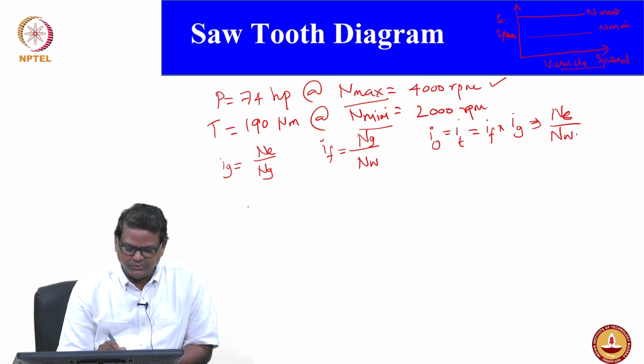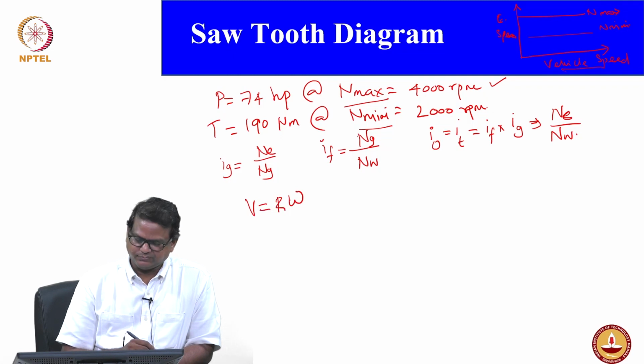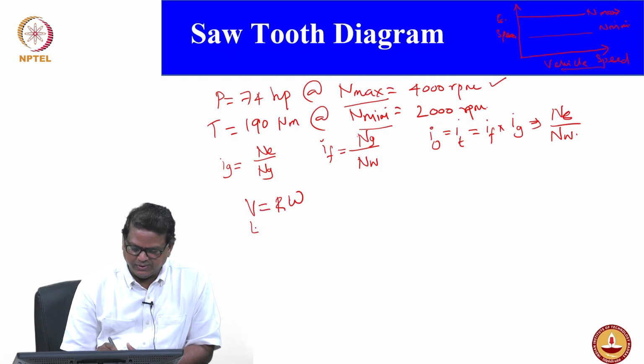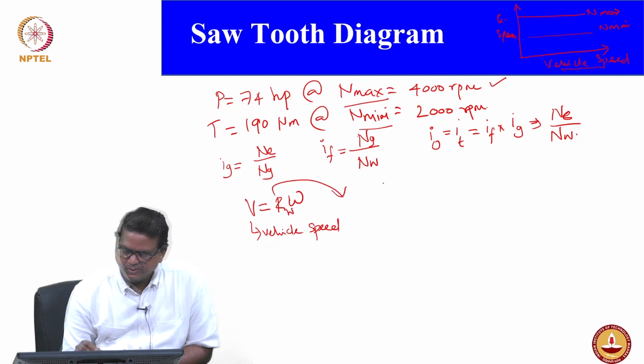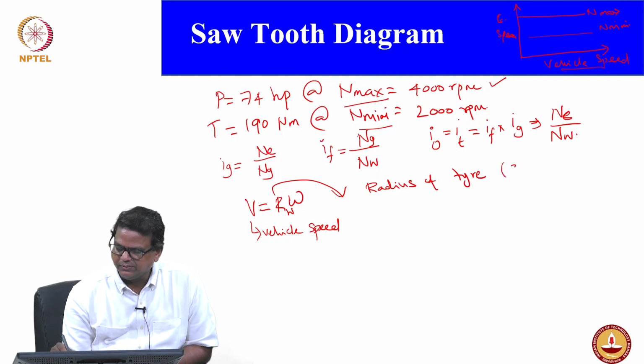Here we need to know V equals R omega. I am sure you know this information. This V represents your vehicle speed. This R, RW, is the radius of the tire. This information we already know, which is 307.5 millimeter. This information is also known to us.